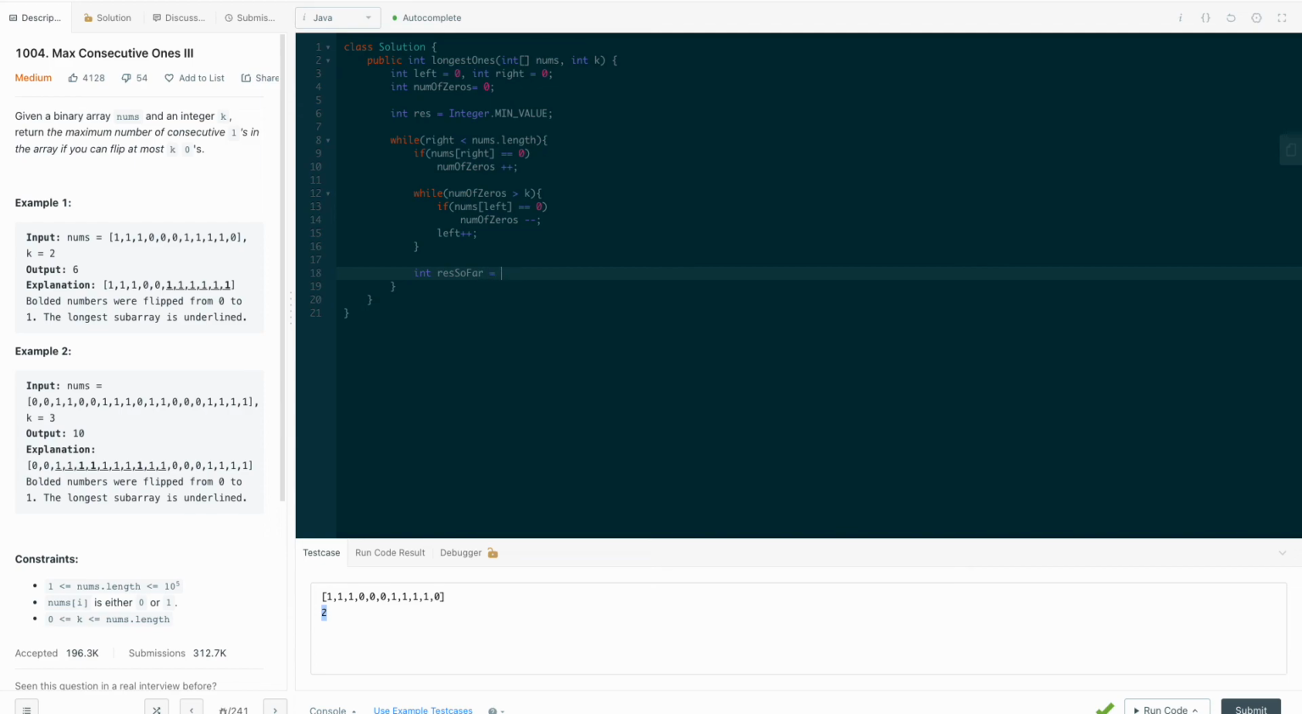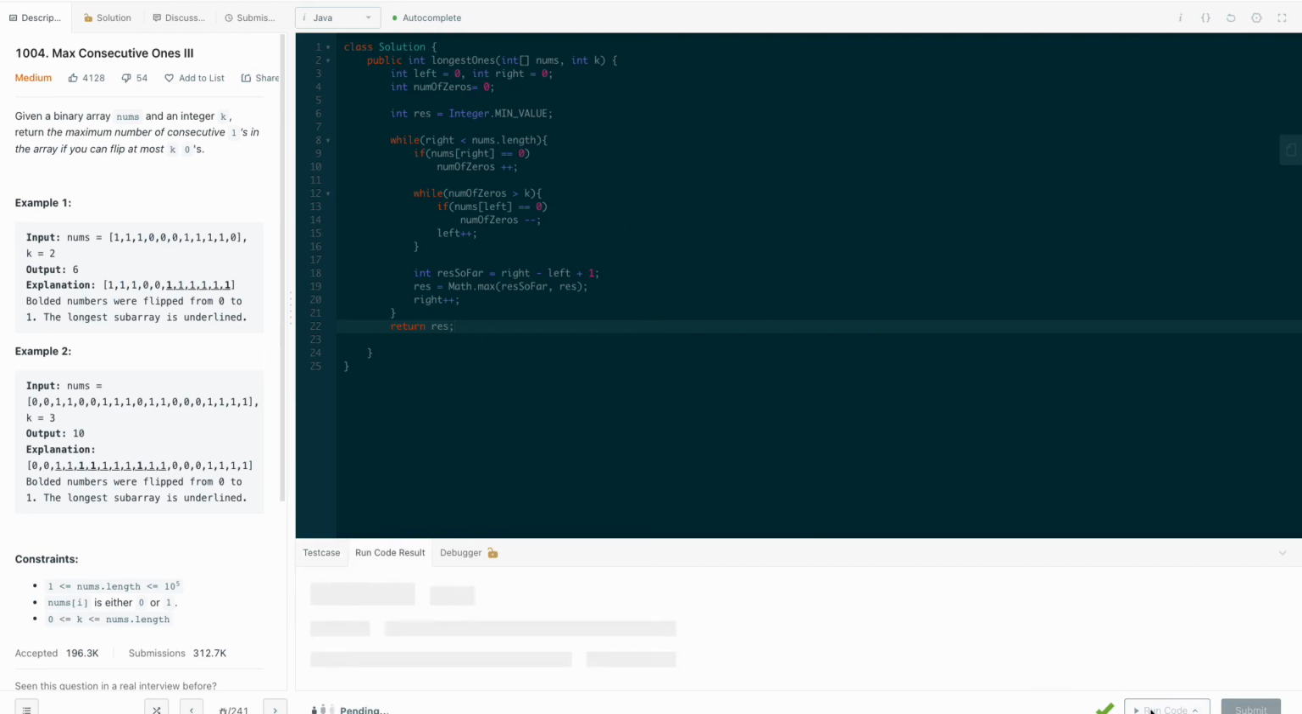So all we have to do after this iteration of the loop is to create a variable result so far, which is gonna be equal to right minus left plus 1, as we said, and our result is gonna be equal to the maximum between these two. So Math.max between result so far and our result. And at the end of the loop, we need to do one more thing right here. We need to increment our right. Or I guess you could have done this in a for loop. And all we have to do now is just return our result. And I think that should be it for this problem.